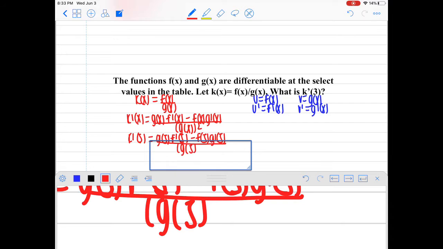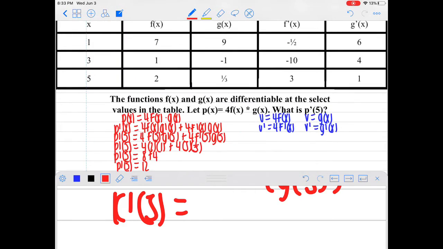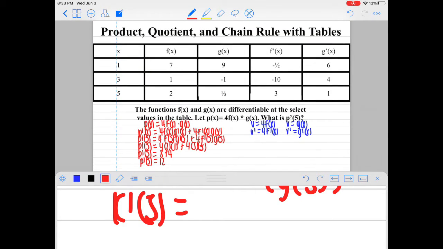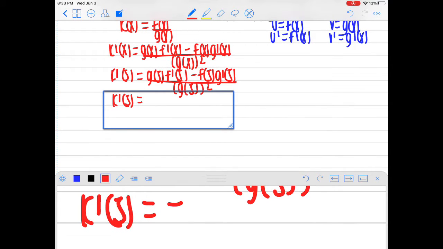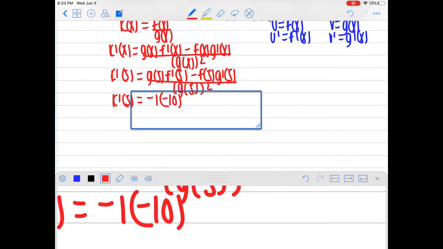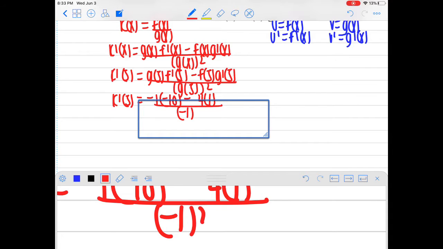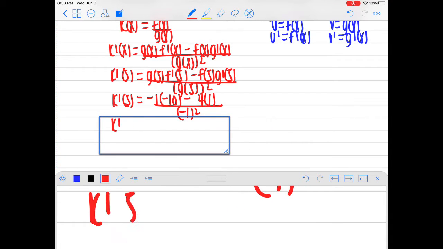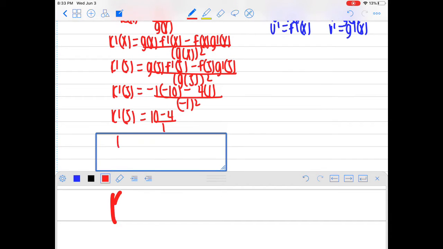And then we are going to go look back up at the table and look where it says x equals 3 and correlate those values again to the problem, and that is going to give us negative 1 times negative 10 minus 4 times 1 all over negative 1 squared, and that is going to give us k prime of 3 equals 10 minus 4 over 1, and k prime of 3 is going to equal 6.